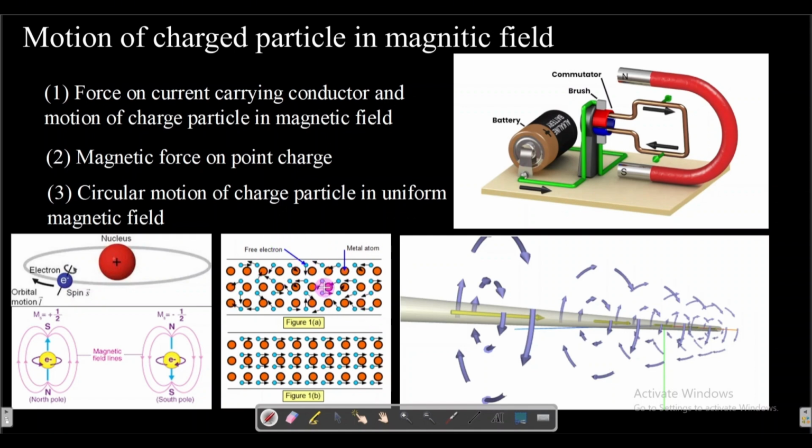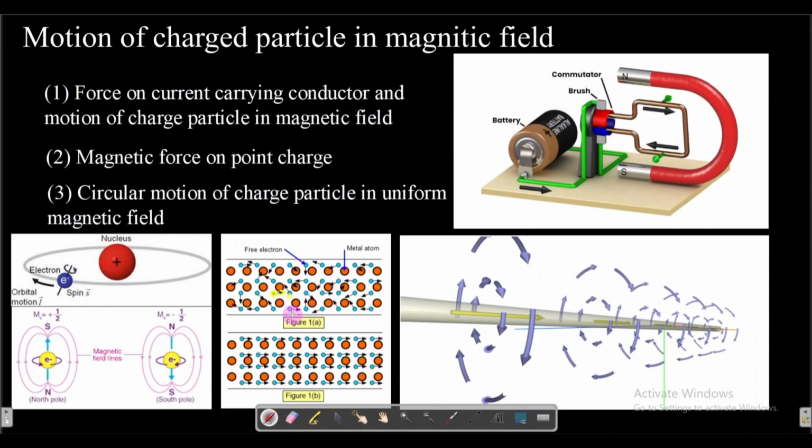Now, when an external battery, the potential difference, is not provided to this conductor, these electrons are moving randomly. This electron is moving in this direction, this one in this direction, this one in this direction, and the overall effect is zero. The net drift velocity of this conductor is zero.